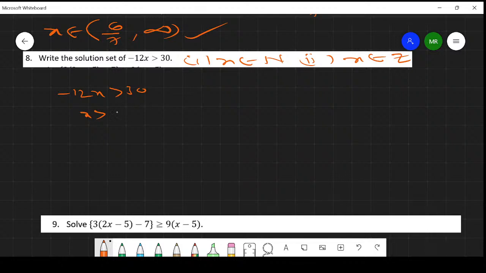If you multiply or divide with minus 12, you can see this one here, this is given. If you divide with the negative minus 12, greater than will become less than. Correct, that is the reason I am telling you, otherwise you will write minus x 30 by 12. If we multiply the negative on both sides, this will become x less than minus 30 by 12.